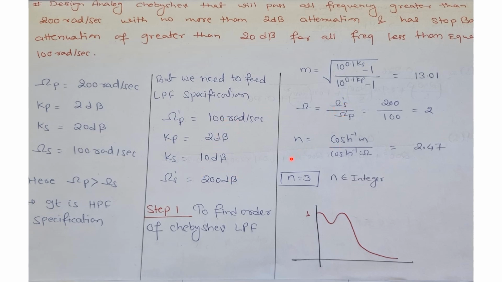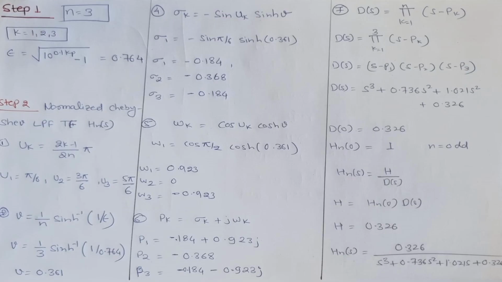Now to calculate the n value we need to take cosh inverse of m upon cosh inverse of omega, that is 2.47. Now we need to round this value off to an integer, so n is equal to 3. This is the first step: we have calculated n equal to 3, the order of the filter.